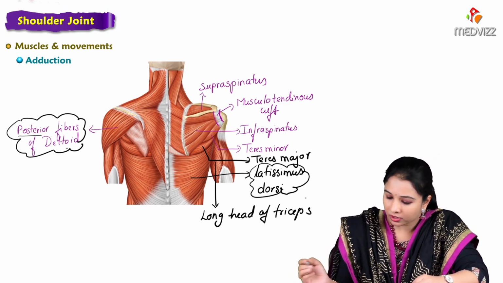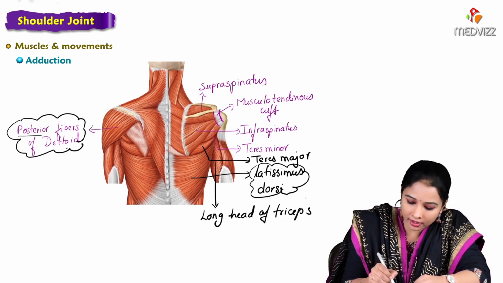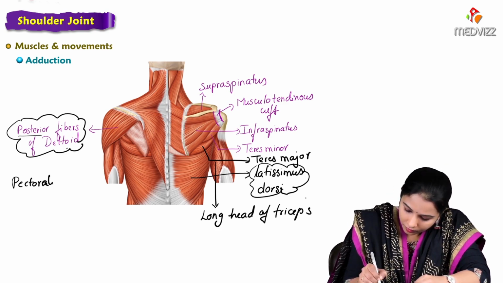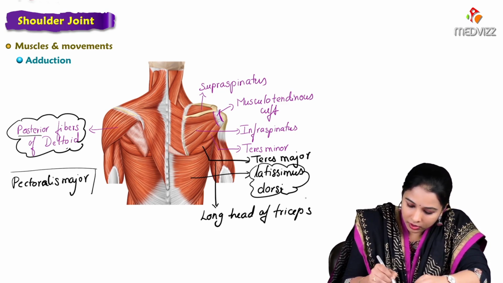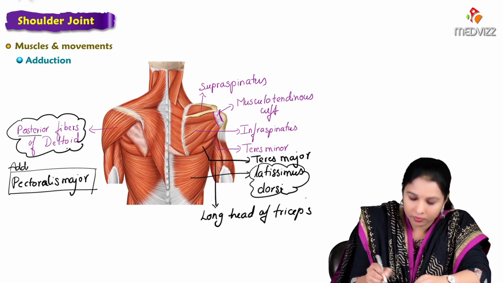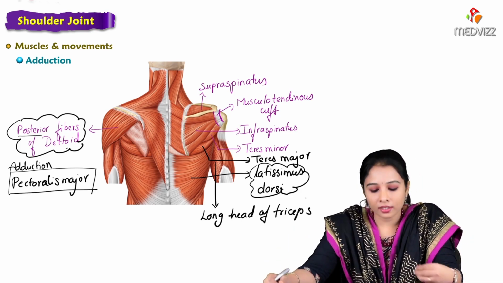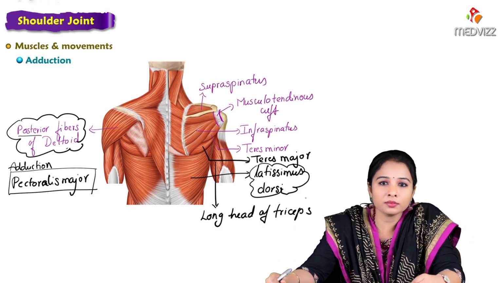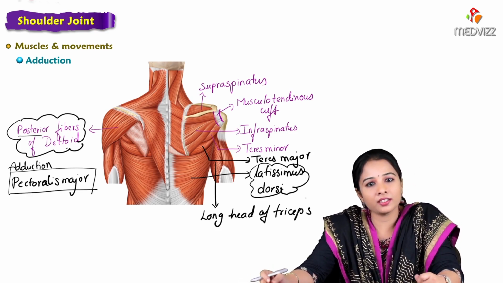So latissimus dorsi is here and pectoralis major muscle is present on the anterior side. So pectoralis major and latissimus dorsi help in adduction. Means bringing the arm towards the body is the adduction. And the accessory muscles are teres major from the posterior side and coracobrachialis from the anterior side.